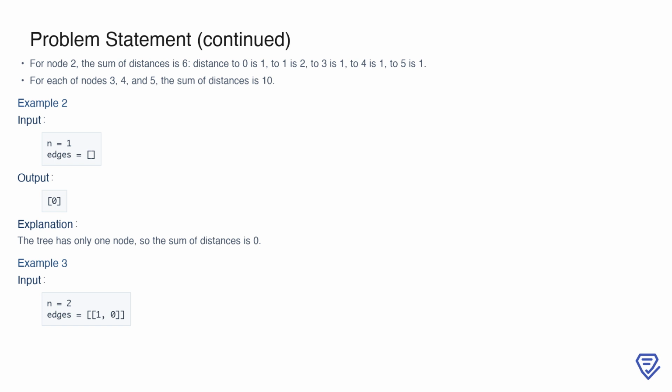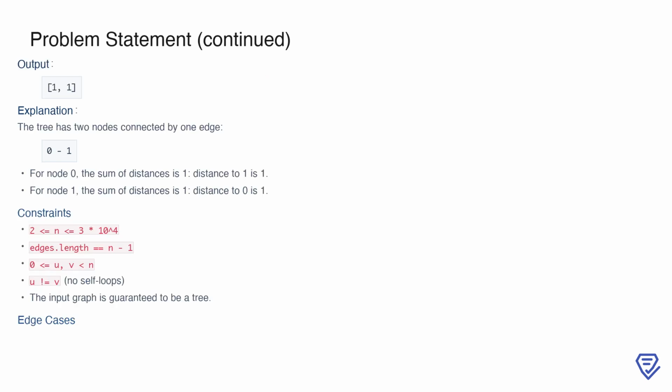Similarly, for nodes 3, 4, and 5, which are leaf nodes, their distance sum is 10 each. This is because their only connection to the rest of the tree is through node 2. From here, calculating the distances to nodes 0, 1, and the other leaves results in the same total for each of these nodes. Let's explore another example where the tree is smaller.